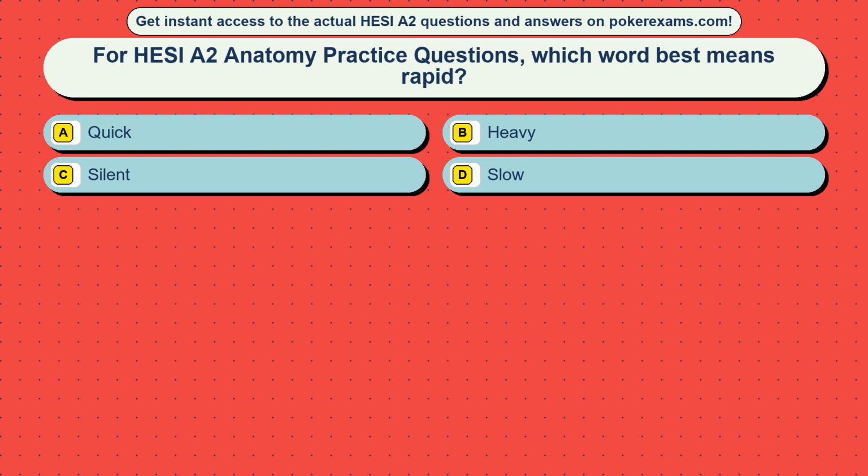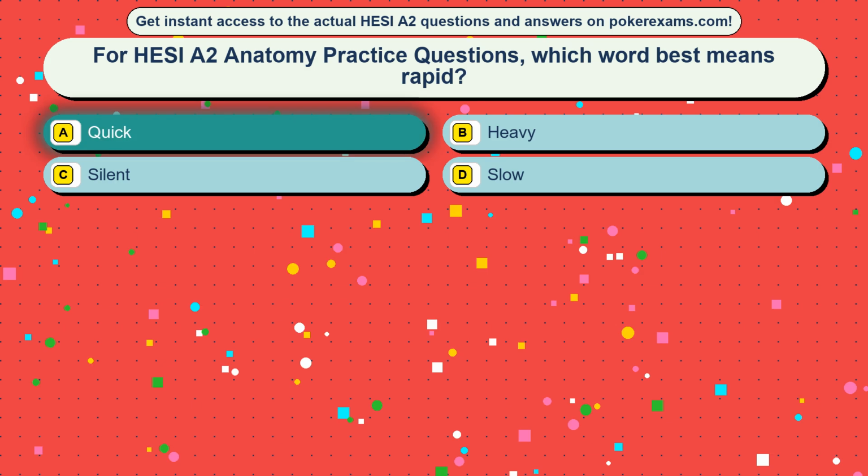Question 22. For HESI A2 anatomy practice questions, which word best means rapid? Option A, quick. Option B, heavy. Option C, silent. Option D, slow. The correct answer is option A, quick.